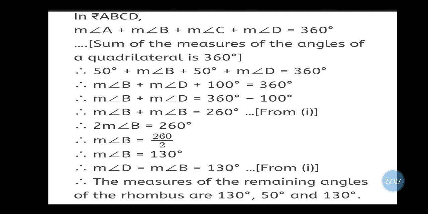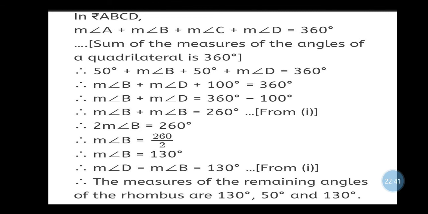Therefore, measure angle B plus measure angle B is equal to 260 degree. Instead of D, we are writing B because they both are equal, that we have proved from equation 1. So, adding measure angle B and B, we will get 2 times measure angle B is equal to 260 degree. Now, dividing both sides by 2, we get measure angle B is equal to 260 upon 2. So, half of 260 is 130. Therefore, measure angle B is equal to 130 degree.